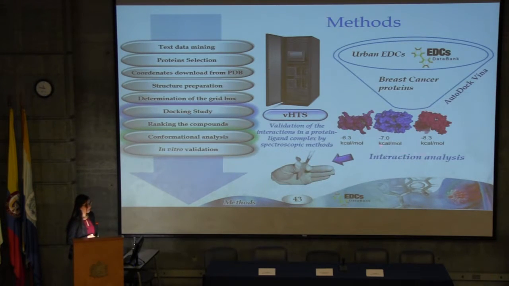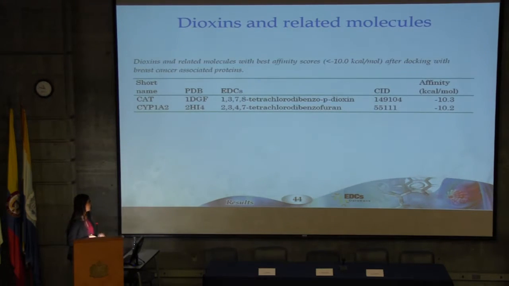One of the complexes was also chosen for interaction analysis and the validation of the interactions through protein ligand complex by spectroscopic methods. These compounds were categorized in several groups. One of those were dioxins.